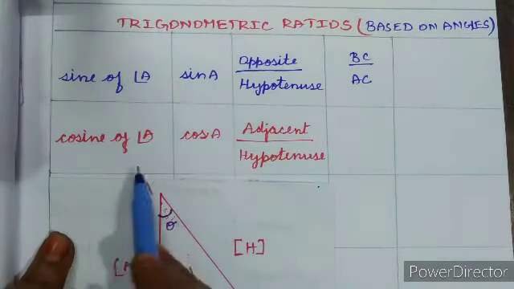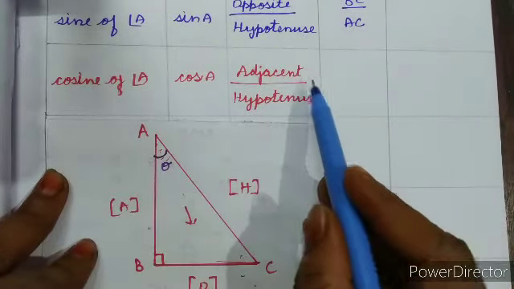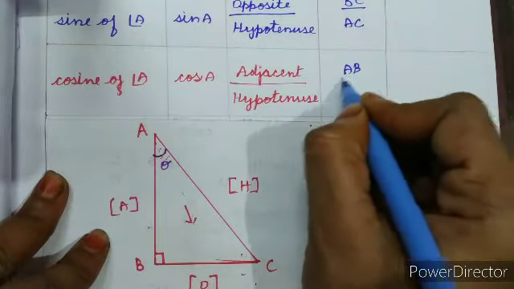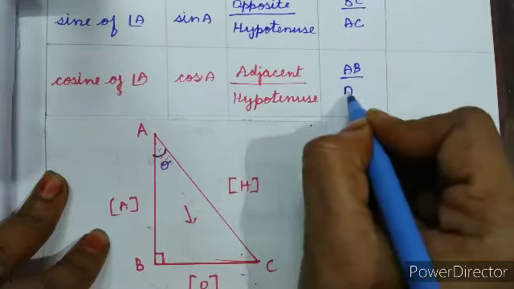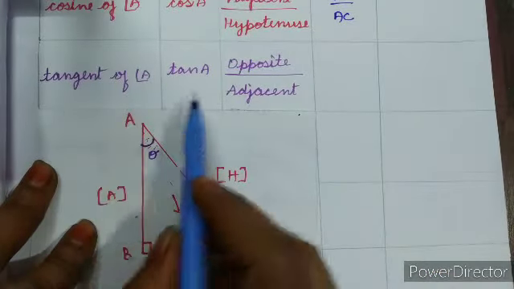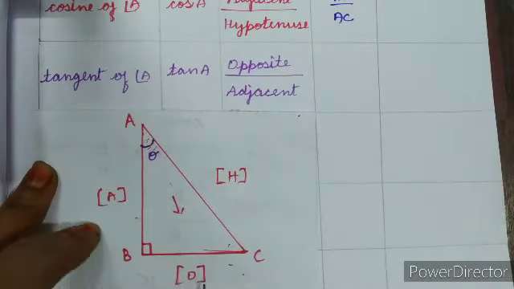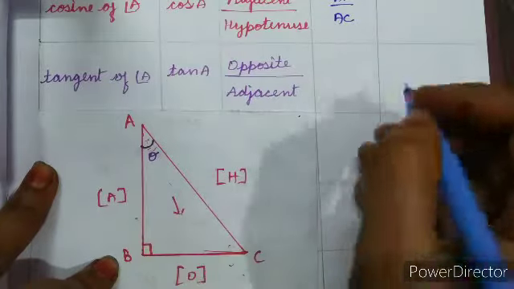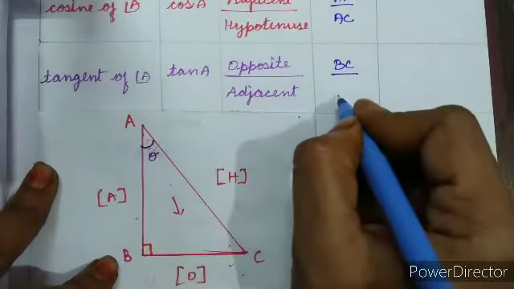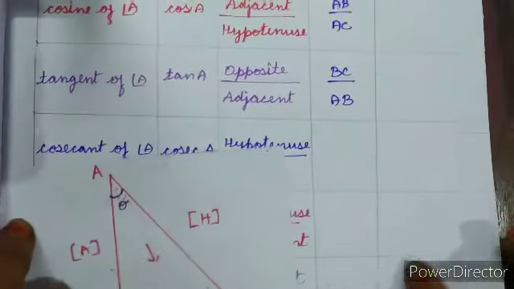Next comes cosine of angle A, which in short we write as cos A. Cos A is adjacent by hypotenuse. So the adjacent side is AB, by hypotenuse AC. Then comes tangent of angle A, which we write as tan A. Tan A is opposite by adjacent. So here the opposite side is BC, it is BC by AB.